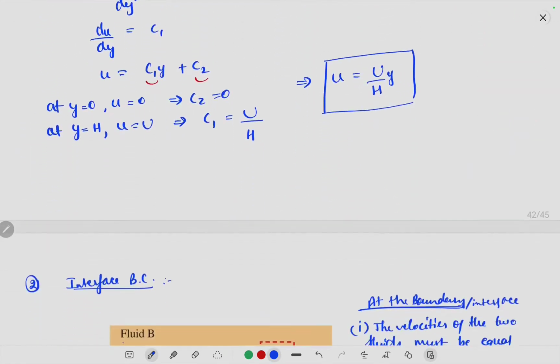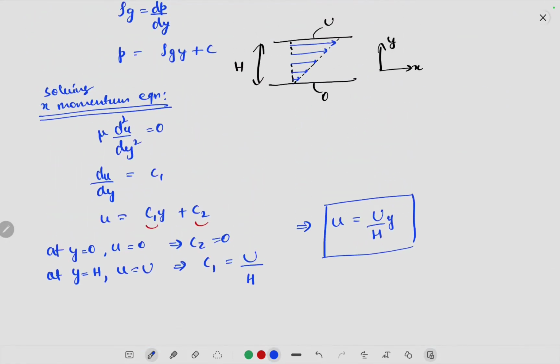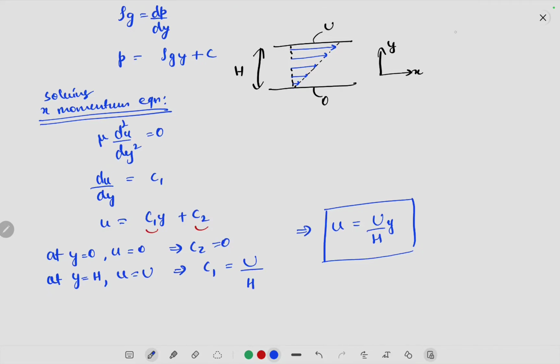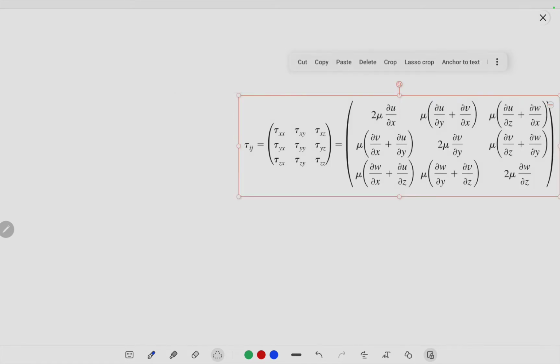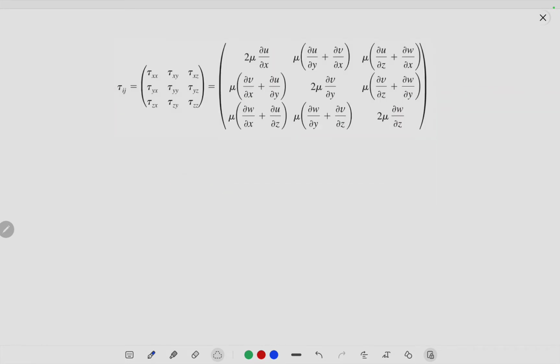Okay, so let's just do it quickly. So the shear stress tensor was this. Okay, now in our case, V is 0, so this term will go. W is 0, so this term will go away. So let's just remove all the terms containing V and W first. So this will be 0, this will be 0, this will be 0, and this will be 0.